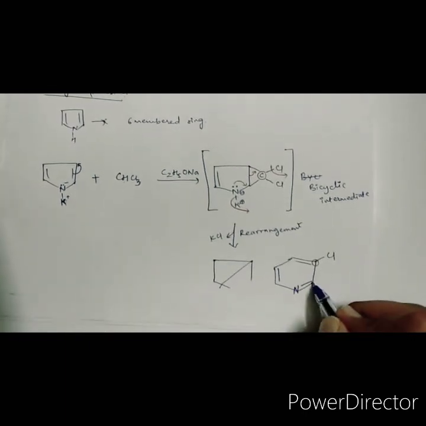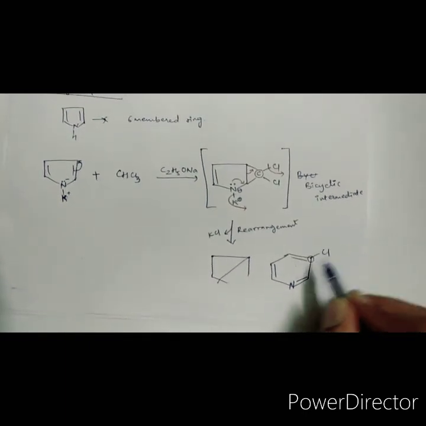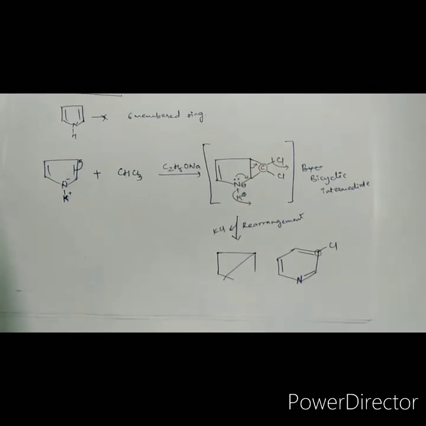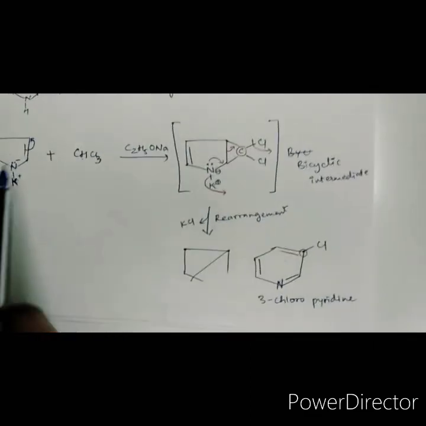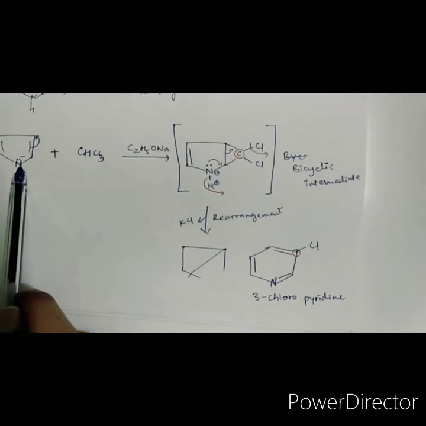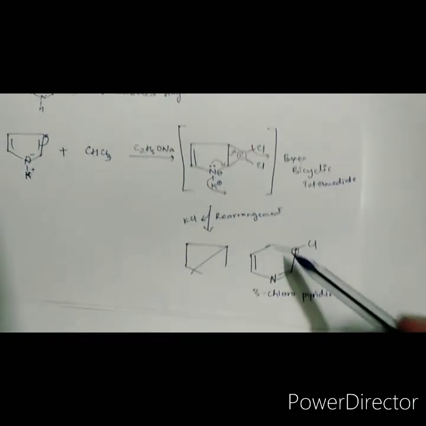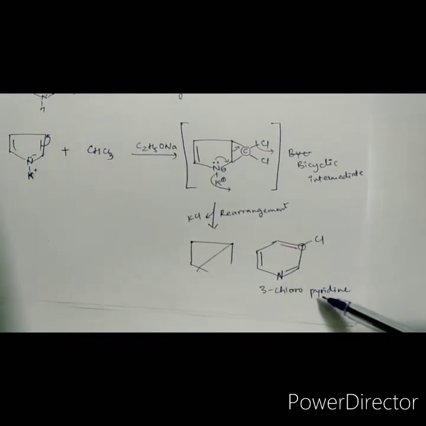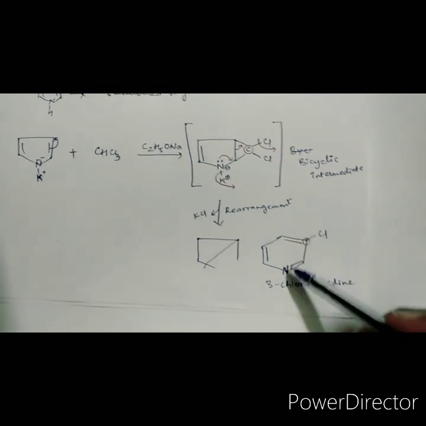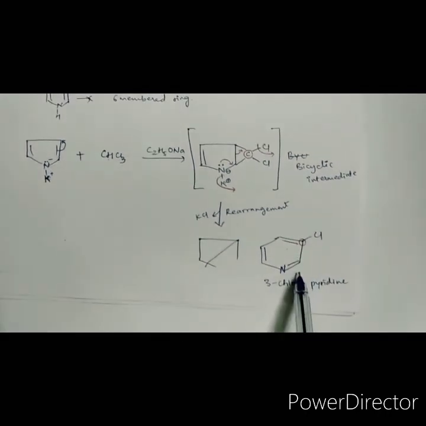First, second and third. The third position is chloro and the basic nucleus is known as pyridine. A 5-membered unsaturated nitrogen heteroatom is known as pyrrole, but a 6-membered unsaturated one is known as pyridine. So it forms 3-chloropyridine and undergoes ring expansion reactions.